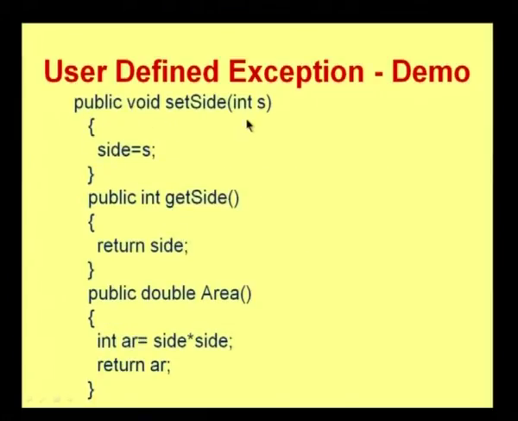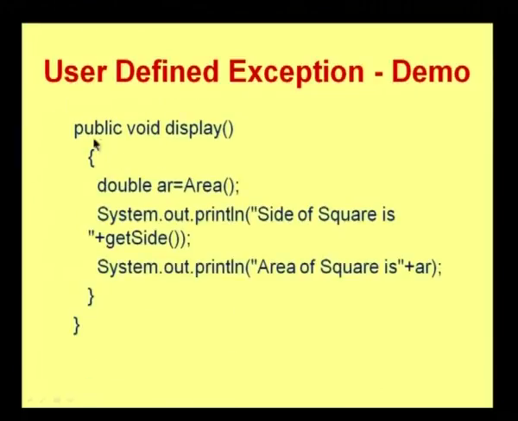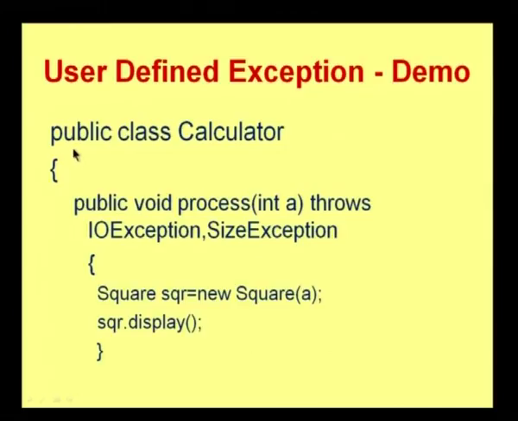I have a setSide method which sets the value, and a getSide method which gets the value. I am going to calculate the area, and in display the area is calculated and displayed. Now you can see that we have a public class Calculator. This is another class which is going to use your Square class. Public void process is a method. This method is likely to throw IOException or SizeException. Here I have created a new Square object and then I am trying to display.